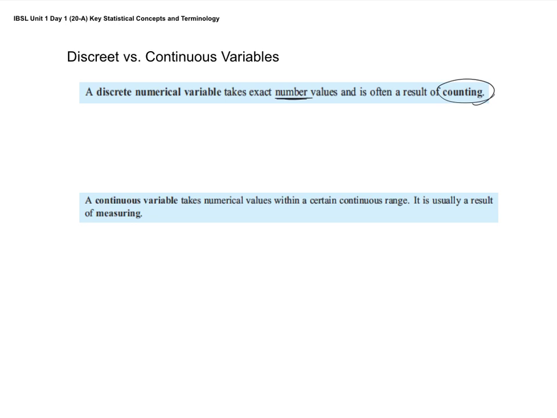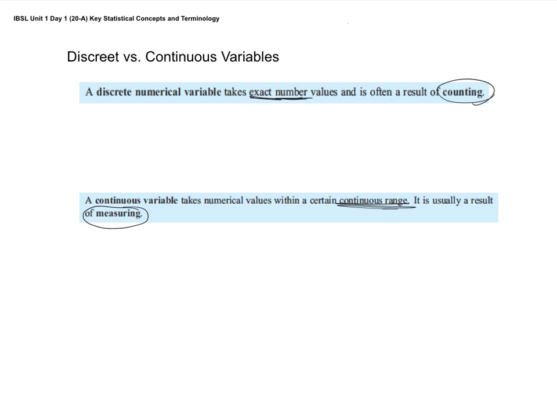A continuous variable takes numerical values within a certain continuous range, okay? It's not an exact number, it's a continuous range. It's usually the result of measuring. So if we're talking about someone's height, that would be a continuous variable. We have to measure that.